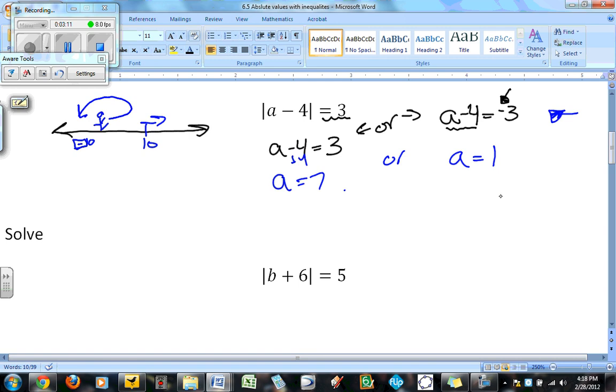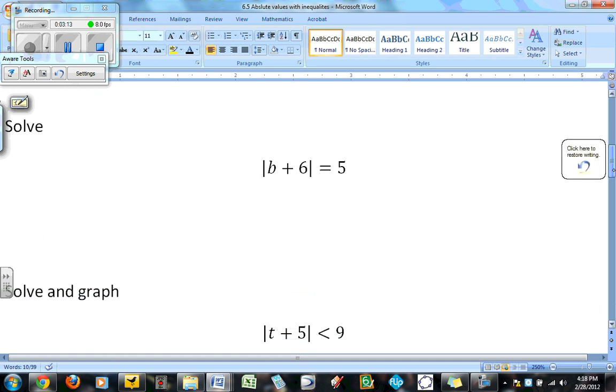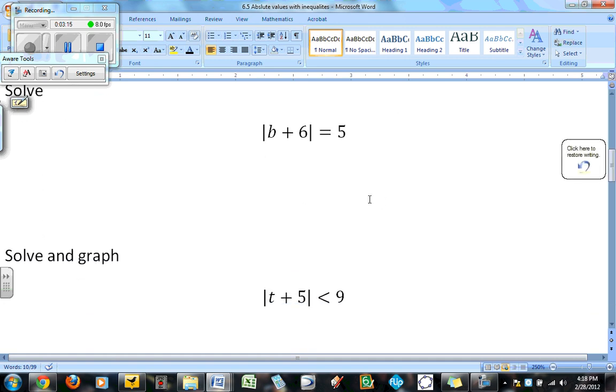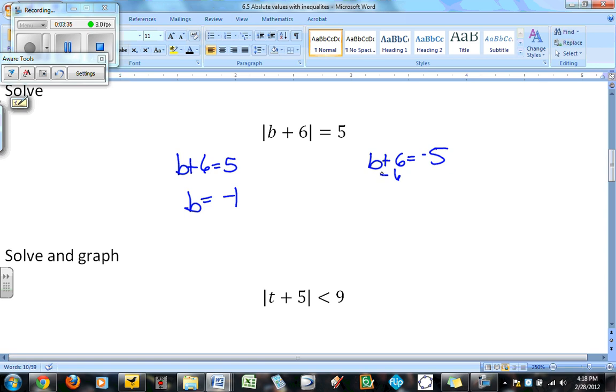In this case, the absolute value of B plus 6, we need to solve two cases: one where the distance inside of this is 5, and one where the distance inside of this is negative 5. Again, we subtract 6, so B equals negative 1 in this case, and subtract 6, and B equals negative 11 in this case.